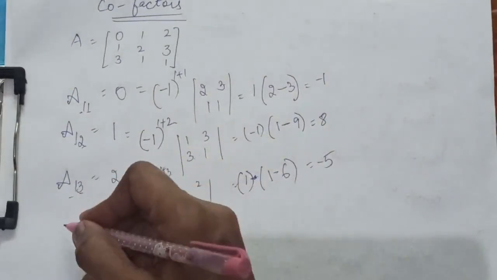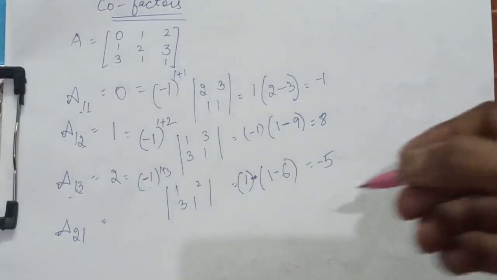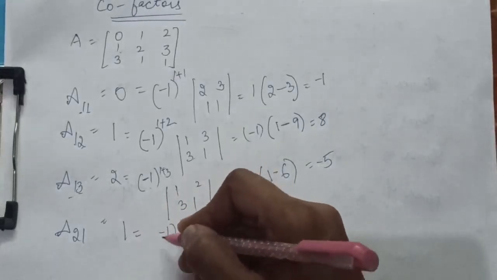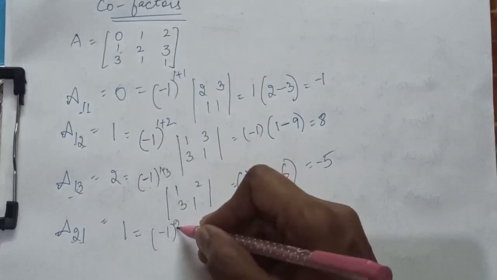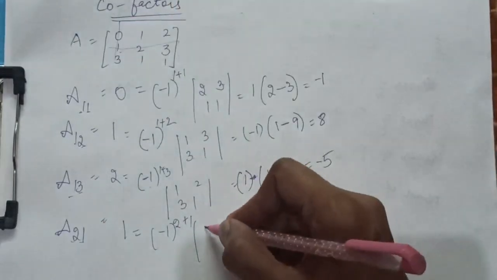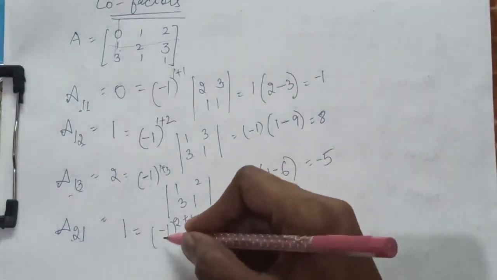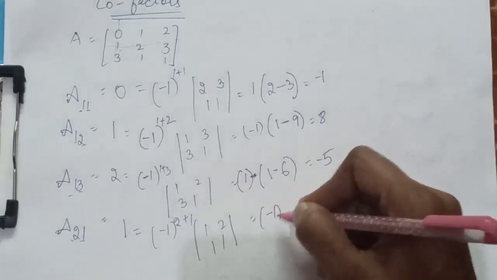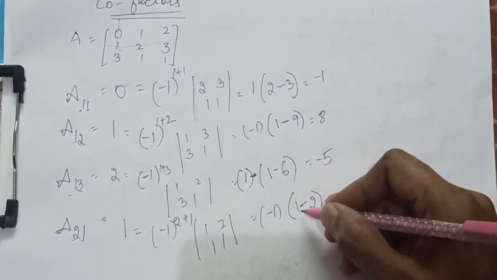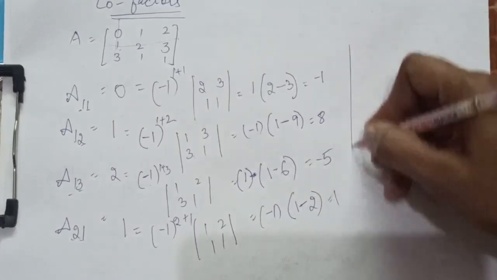Coming up to the second row, here we will write A21. 21 stands for second row and first column. So that is 1. For 1 we are calculating. -1's power will be 2 plus 1. And inside again we will delete this row, delete this column. The result is 1, 2, 1, 1. Now solve it. -1 raised to power 3 will be -1. 1 into 1 is 1, 2 into 1 is 2. So 1 minus 2 will be -1. When we multiply it with -1, the result will be 1.